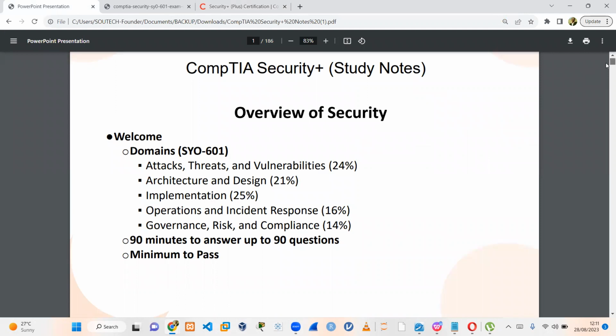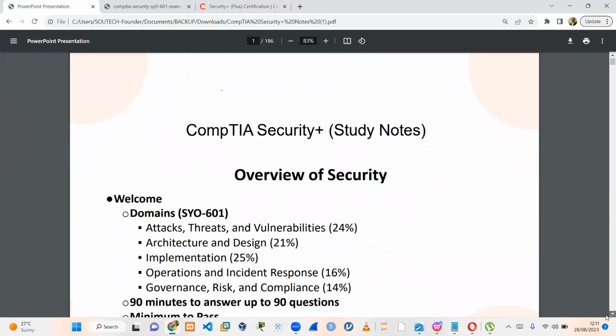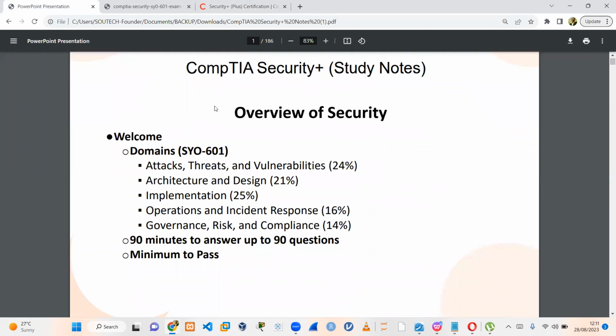So let's start from the very basics. We're going to be looking at the domains, like I said: attacks, threats, and vulnerabilities. We're also going to look at architecture and design, and also implementation, operations, and incident response. And then we look at compliance, risks, and governance. This is an entry-level area where newbies can actually start. This is not so technical, right? Even this fourth knowledge area is not so technical. Here you have 14% and 16%.